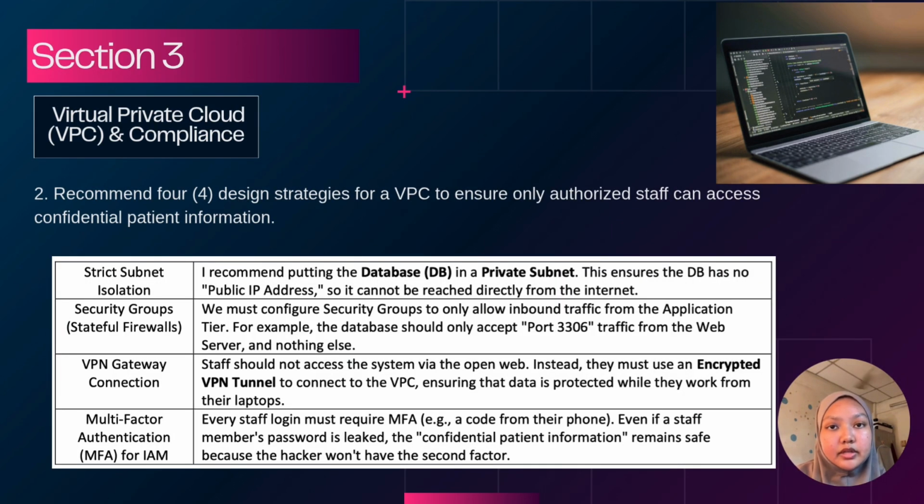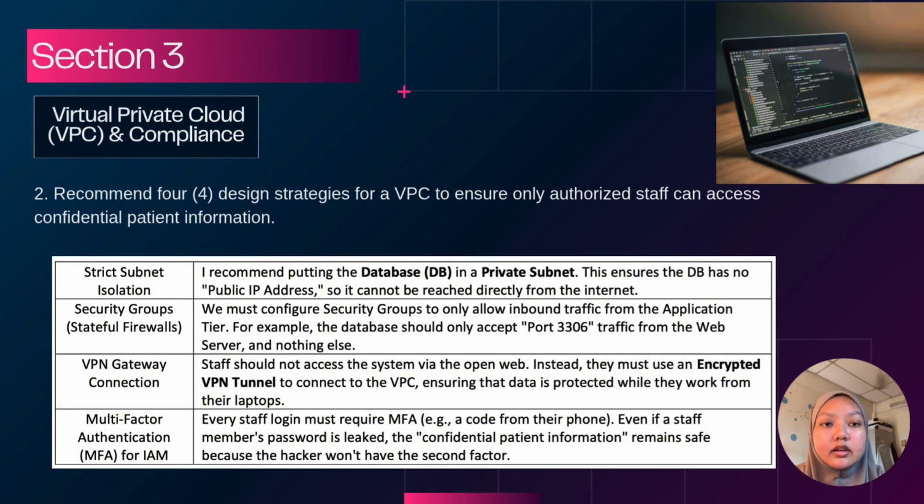And question number 2 is recommend a strategy for VPC. First is strict subnet isolation, which recommends putting the database in a private subnet. This ensures the database has no public IP address, so it cannot be reached directly from the internet.